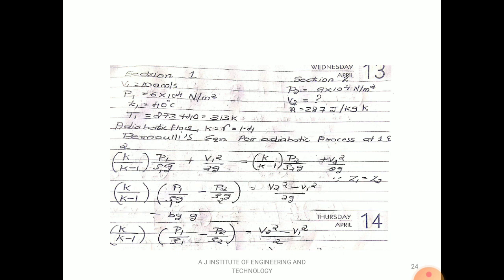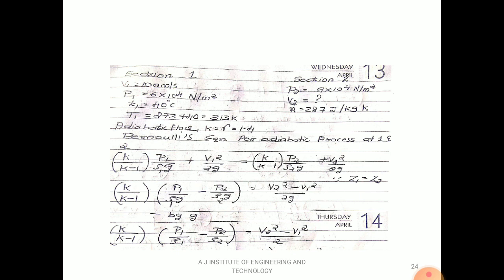And at section 2, P2 equal to 9 into 10 to the power 4 Newton per meter square. It is absolute pressure. No need of converting to absolute pressure again. Then, V2 we are supposed to find. R value, that is the gas constant given in the problem, is equal to 287 joule per kg Kelvin. Again you can see the difference here. In the previous problem it was given in Newton meter per kg Kelvin. So Newton meter is similar to joule. So 287 joule per kg Kelvin.